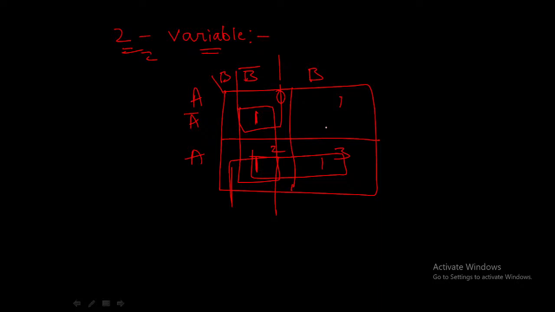That's all for this session. In the next session, we will see how to group 4 adjacent cells and 8 adjacent cells. Grouping of 8 adjacent cells will come in the 4 variable K map and 16 cells. We will see all that. That's all for this session.